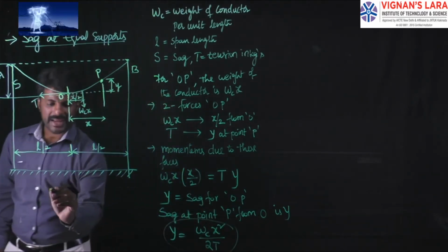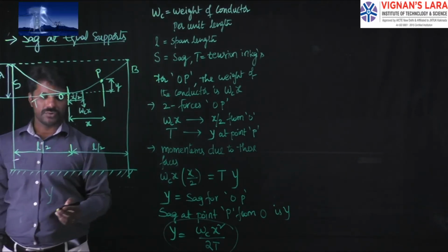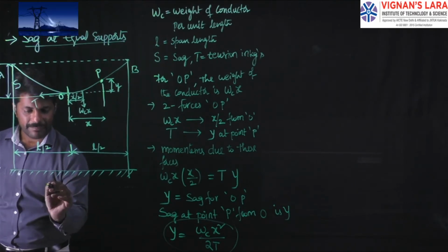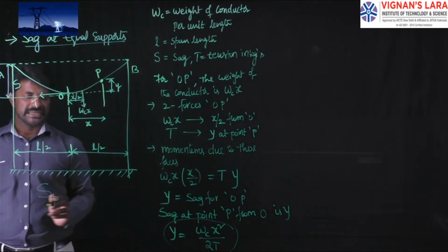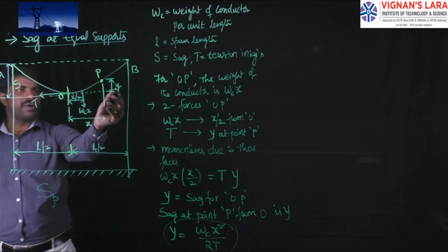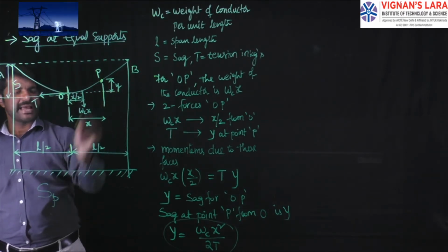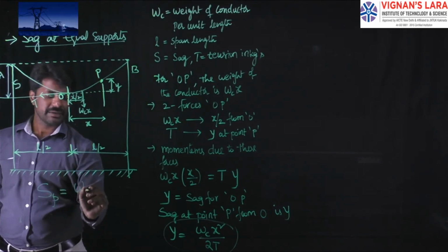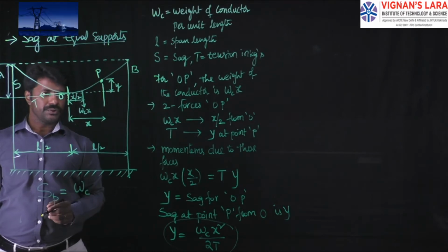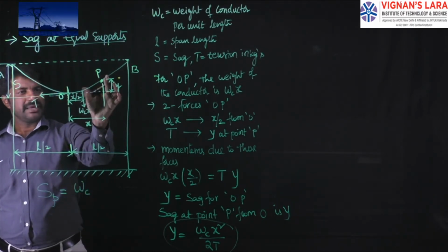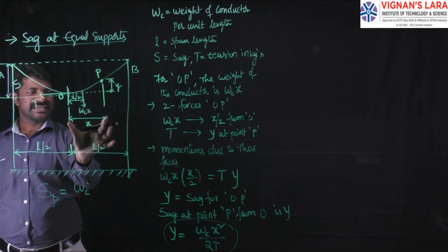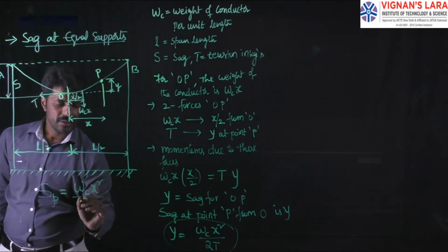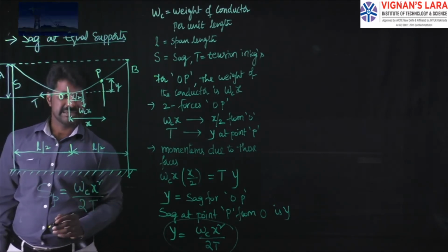Where sag at any point, I mean to say, Y can be rewritten as the sag at any point capital S suffix small p. Sag at any point P, as I told you, Y is equal to point P sag. Therefore, SP is equal to weight of the conductor per unit length, common, into, for this P, the length of the section is X meters. Therefore, it is X square by 2 times the tension on the conductor, the general formula.